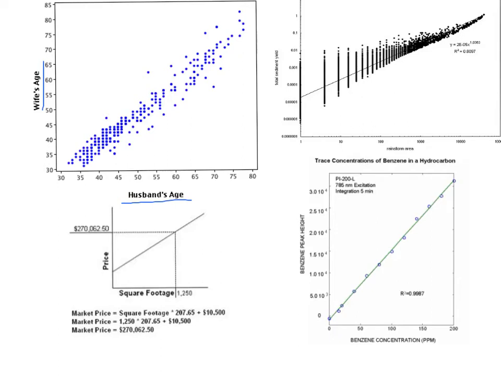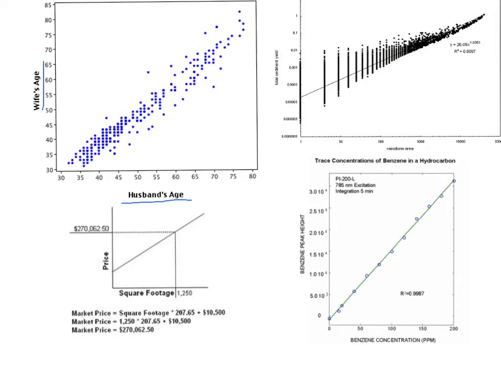This is not a direct relationship. It doesn't necessarily go through the origin. Over here, trace concentrations of benzene in a hydrocarbon. If you take a look, it is not going through the origin. Definitely a linear relationship. Things are happening here in a linear sort of fashion, but it is not a direct relationship where we have a mathematical increase on this x-axis that matches the increase on the y-axis. So definitely as x goes up, y goes up, but it does not go through the origin. It is a nice straight line.